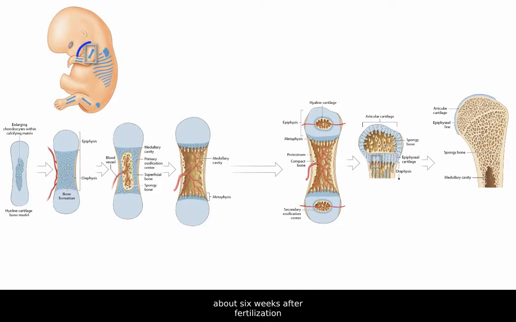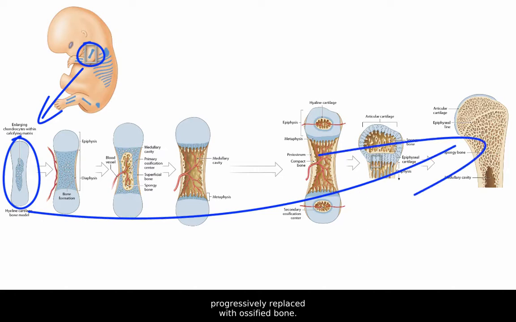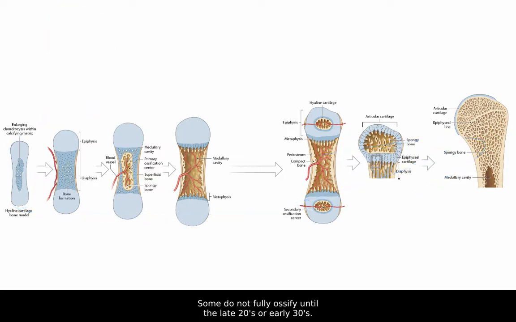Let's take a closer look at the humerus of this embryo about 6 weeks after fertilization to see how the miniature cartilaginous model is progressively replaced with ossified bone. This process is not fully completed in all bones until after puberty. Some do not fully ossify until the late 20s or early 30s.